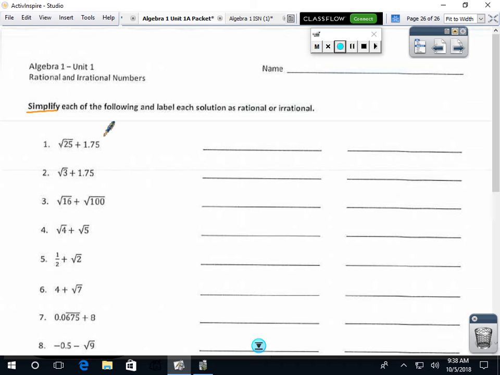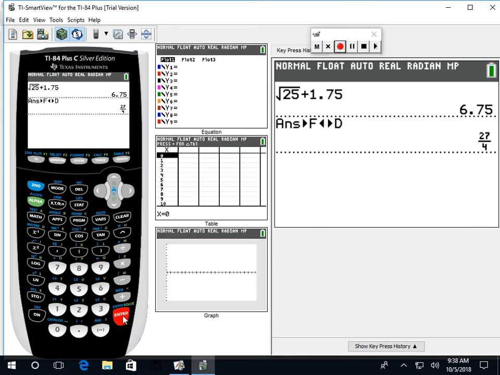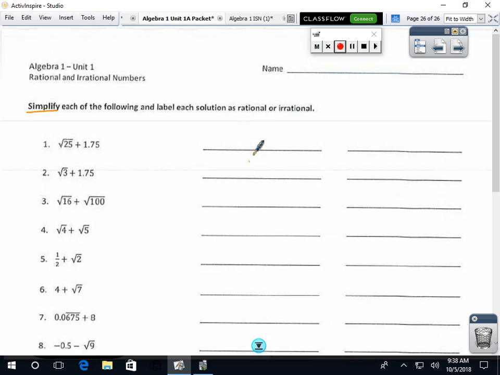So the first thing we're going to do is type it in, the square root of 25 plus 1.75. So the square root of 25, make sure you arrow over to get out from under the radical, plus 1.75. Okay, we get 6.75, which terminates, but just to make sure, let's do alpha y equals number 4 and see if it will become a fraction. And it did, right? 27/4. So that is definitely rational because it became a fraction.